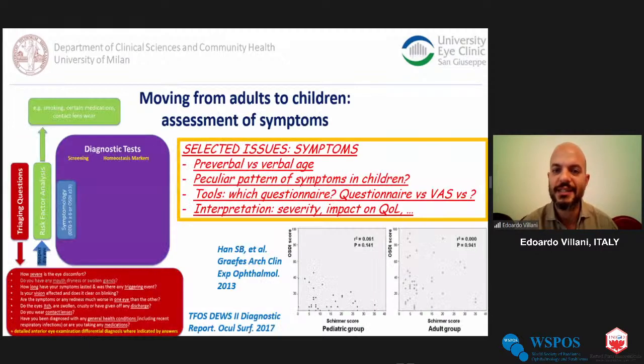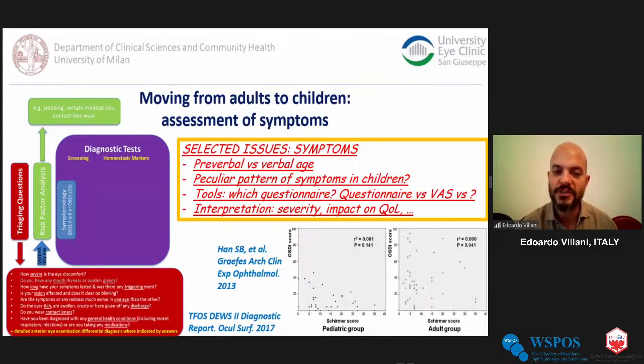And what about the assessment of the ocular surface in children? You know that we need to assess symptoms and signs for dry eye diagnosis. And we obviously have challenges peculiar to children. About symptoms, we need to differentiate preverbal and verbal age, but even in verbal age children, we have peculiar patterns of symptoms, and which is the ideal tool to assess symptoms? In adults, we have standardized questionnaires, but we don't have those dedicated to children. And are questionnaires the ideal tool, or visual analog scales, or other tools?